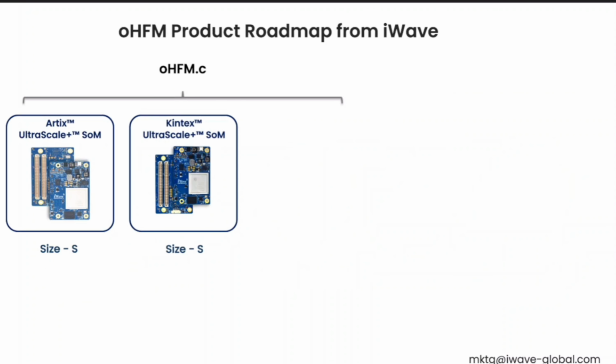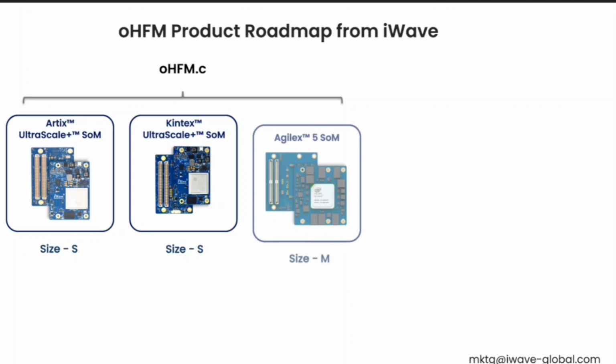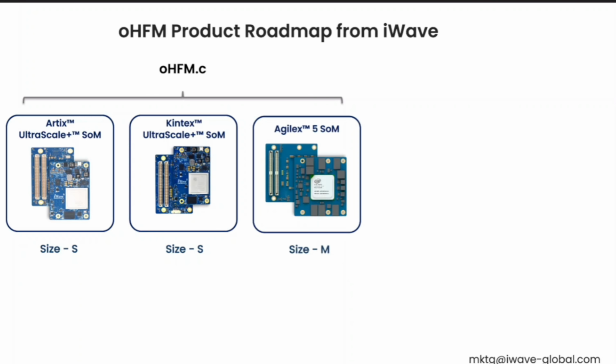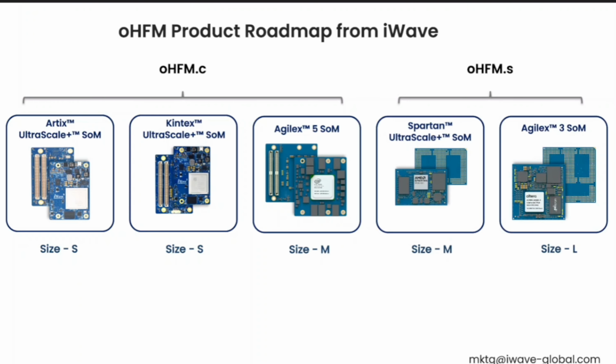So here, we'll briefly go through some of the oHFM product roadmap from iWave. We already have Virtex UltraScale Plus and Kintex UltraScale Plus SOMs in size S. Also, we are coming up with an Agilex 5 connector-based size M module. And when it comes to solderable, we are working with the Spartan UltraScale Plus in size M solderable version and Agilex 3 in size L solderable version.